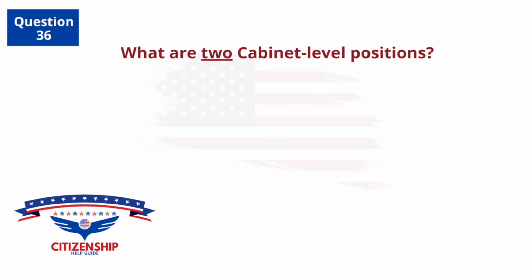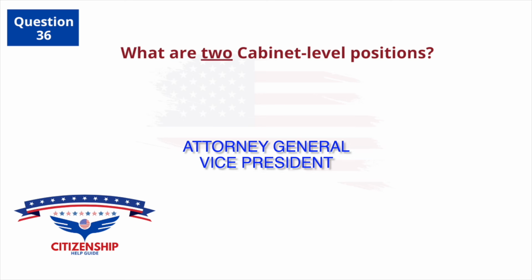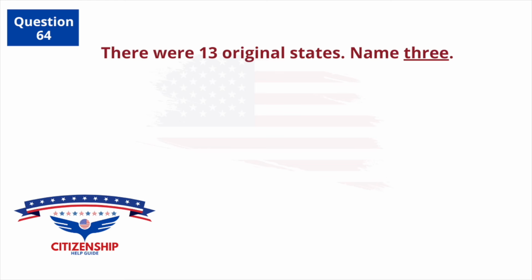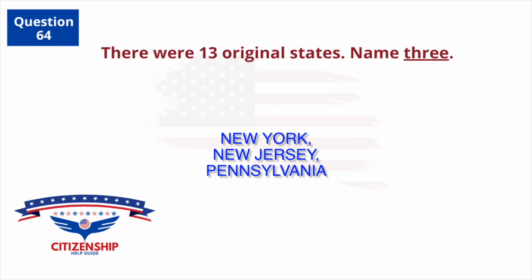What are 2 cabinet-level positions? Secretary of Defense. Secretary of Education. There were 13 original states. Name 3. New York, New Jersey, and Pennsylvania.